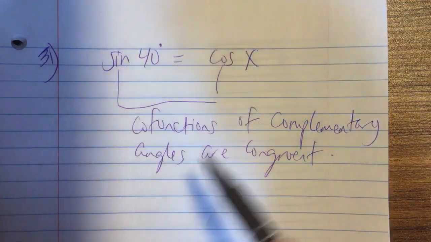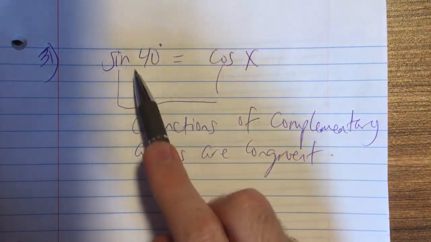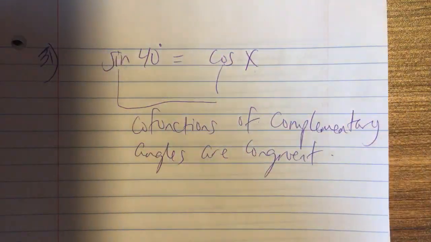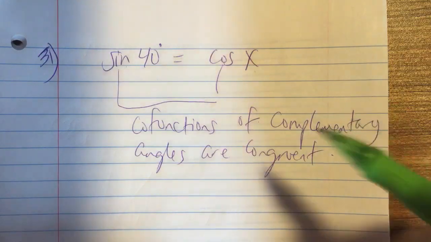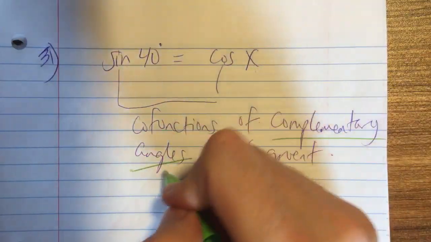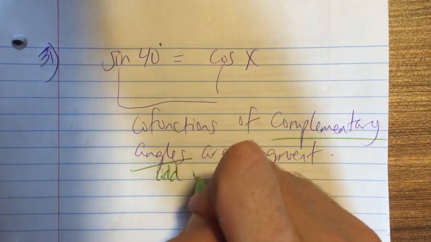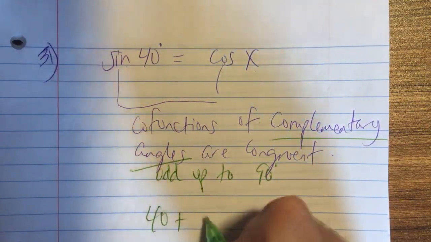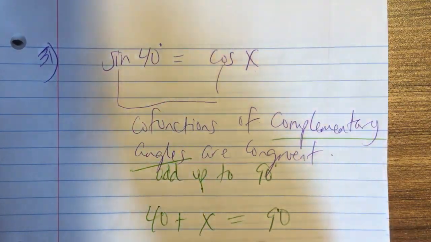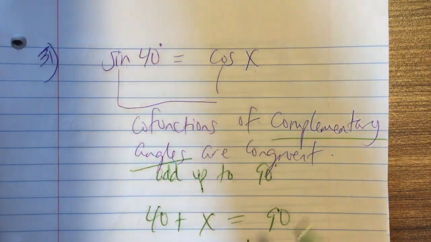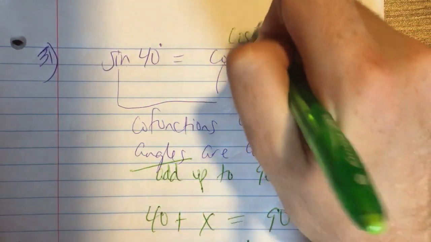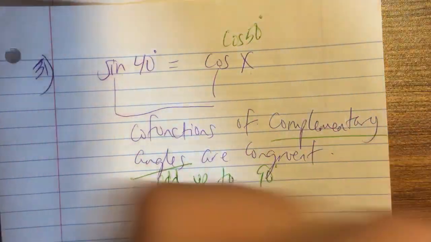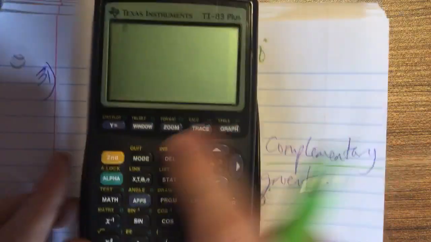Since sine and cosine are co-functions, we know that 40 and x need to be complementary, which means that they add up to 90 degrees. Therefore, 40 plus angle x has to equal 90. The only value of x that would work is 50 degrees. The cosine of 50 degrees is equal to the sine of 40 degrees. And you could test that out on your calculator. Just make sure you're in degree mode.